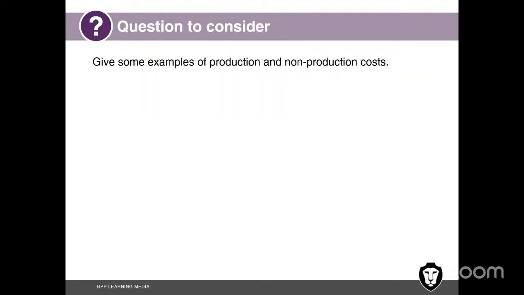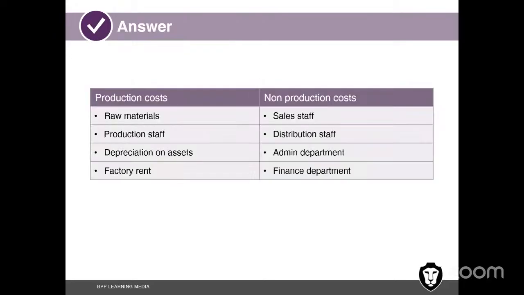So let's give some examples of what is production and what is non-production. Production costs would be the raw material to produce, the production staff, the factory rent. Non-production will be the sales staff, the finance, the accounts department, the admin department, distribution staff. All of those are not related to specifically producing the item.